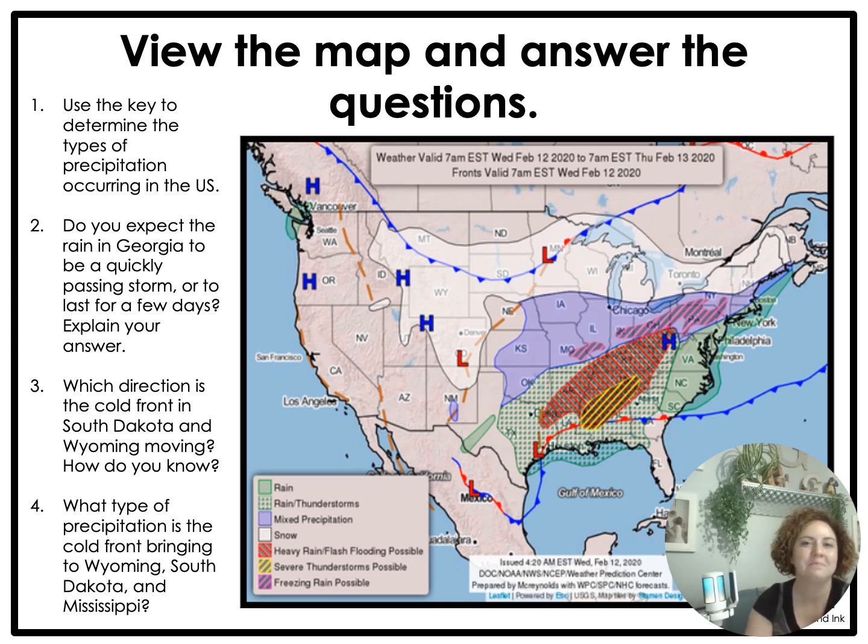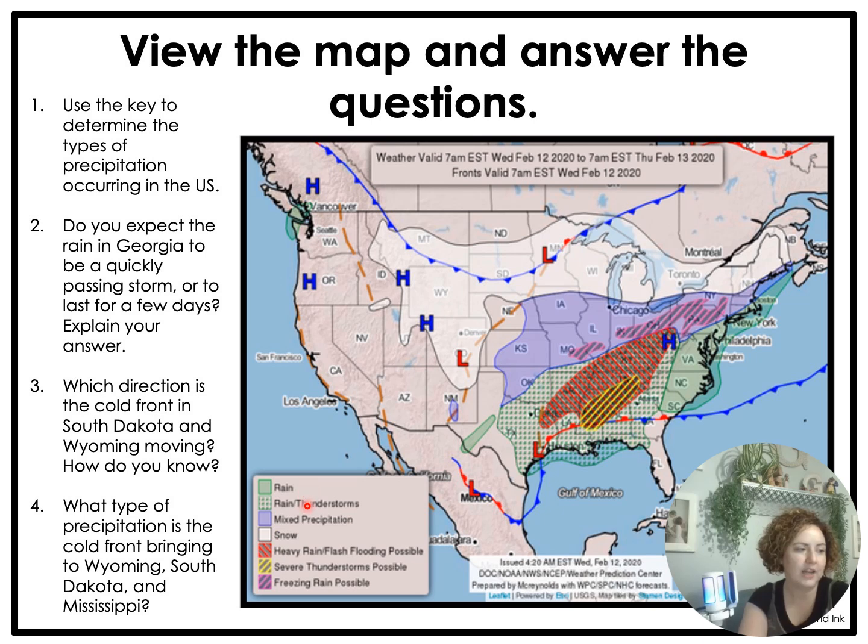So, but they're really easy to read if you don't get intimidated by it. So please don't get intimidated. Work with me for a second. Use the key to determine the type of precipitation occurring in the US. The key is located here.